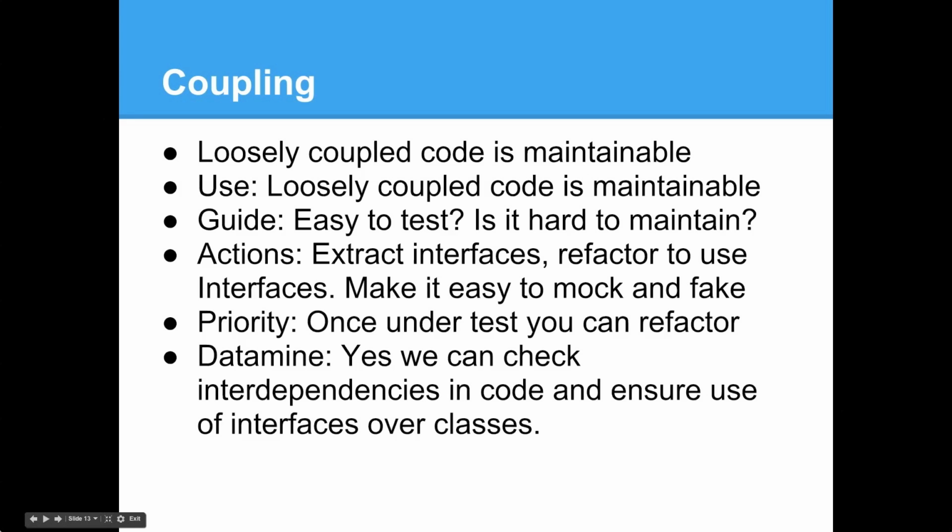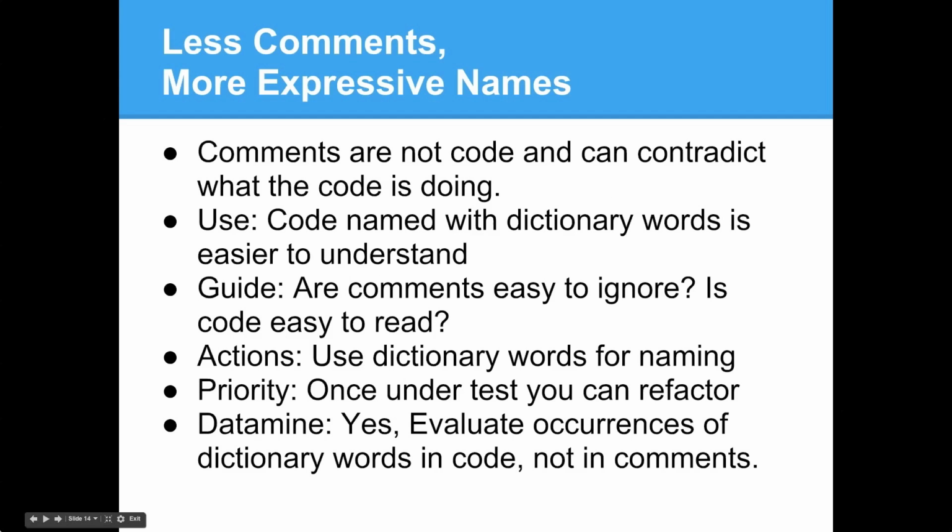A great way to reflect on this is to ask the team whether the code is easy to test, or hard to maintain. Great actions that we can take are to extract interfaces and refactor to use interfaces, and make it easy to mock and fake in tests. Priority: once under test you can refactor, and it is a great way to make sure that your dependencies are not tightly coupled. Yes, we can check the interdependencies in the code to ensure use of interfaces over classes and data mine that information. Less comments and more expressive names is a great metric.